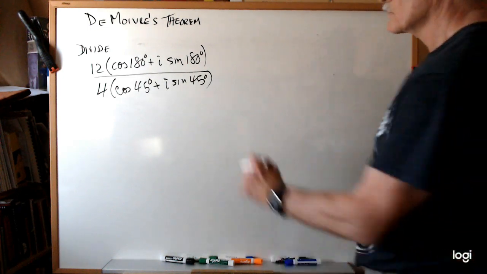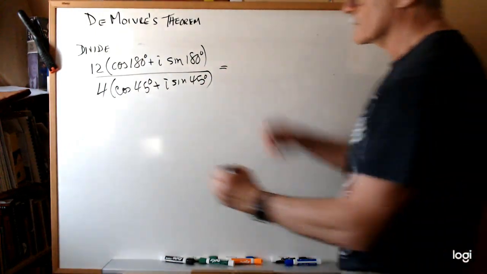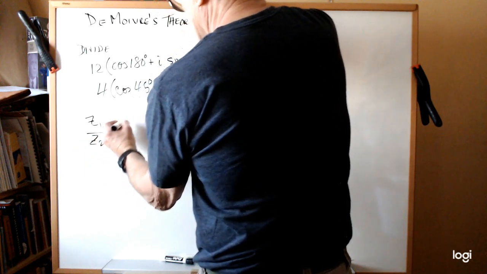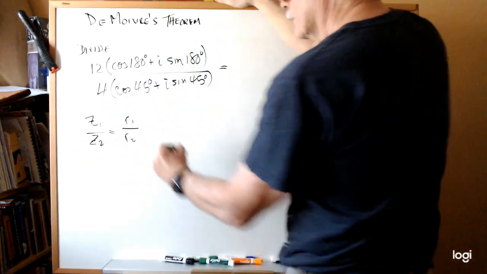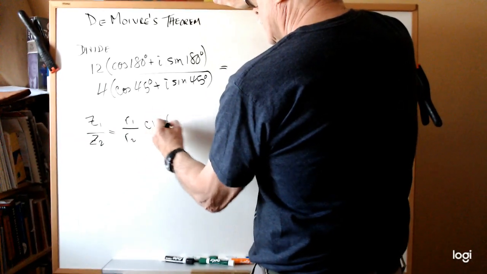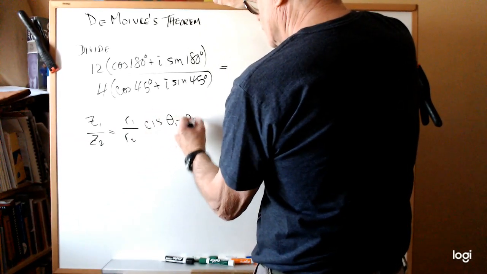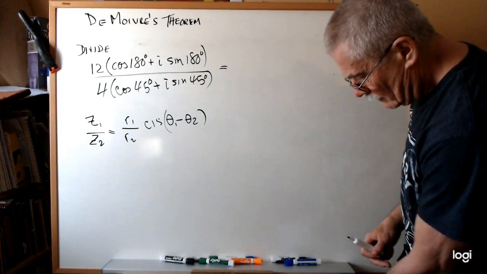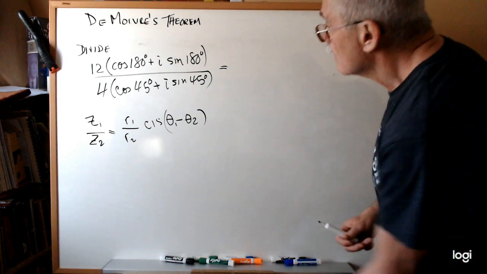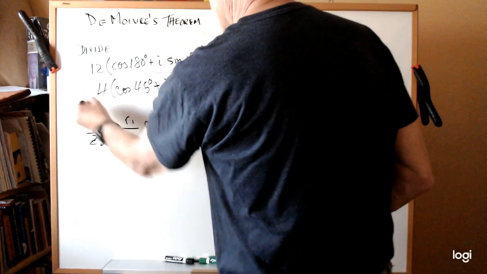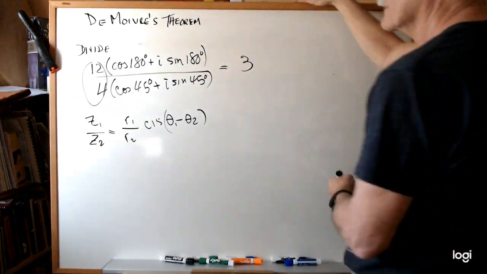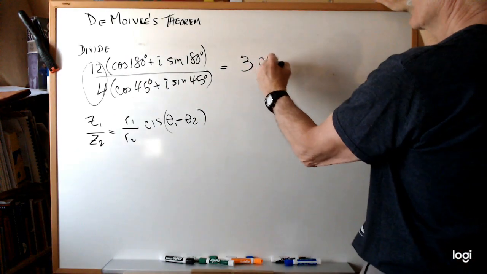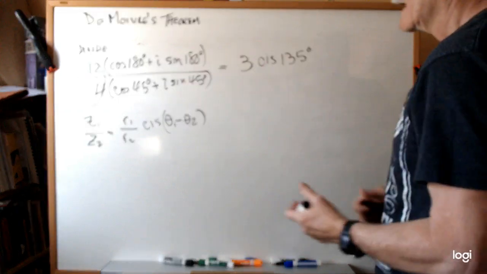Okay, so the rule is, if you're looking at this, Z1 divided by Z2 is R1 over R2 cis (theta 1 minus theta 2). So again, it's very much like applying the rules of exponents, because that is what is going on here behind the scenes. So we simply divide out these values. That's a 3. And then this would be cis 180, cis 45. We do a subtraction, cis 135. And that's basically the answer.